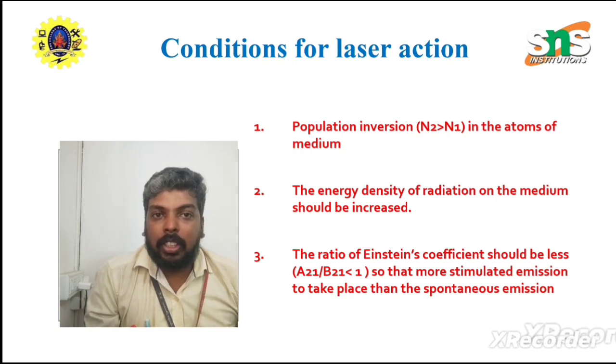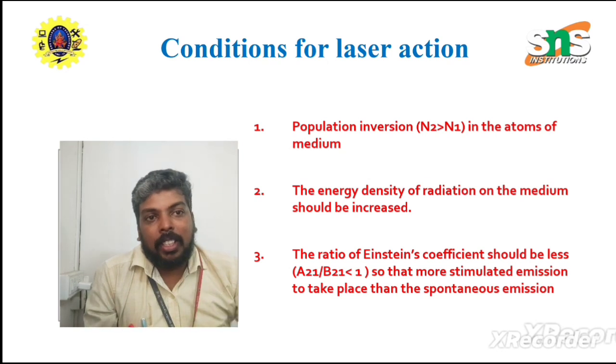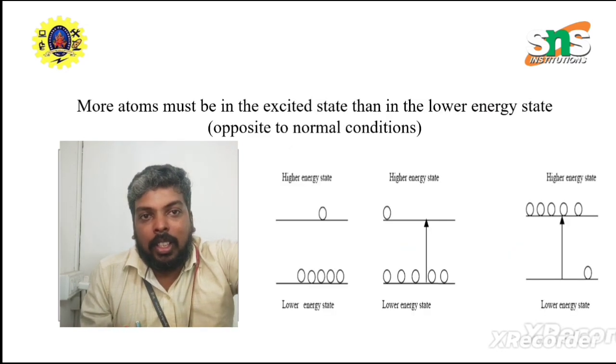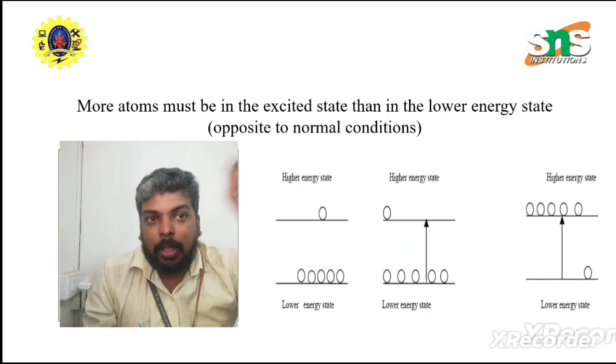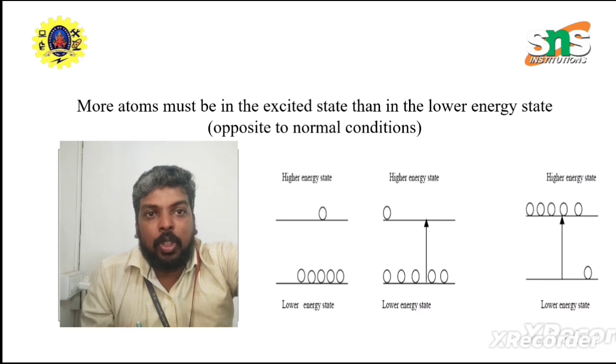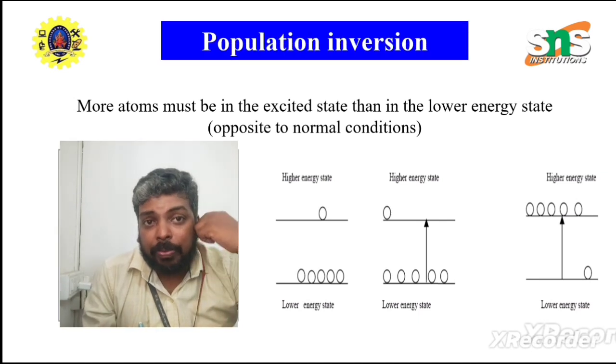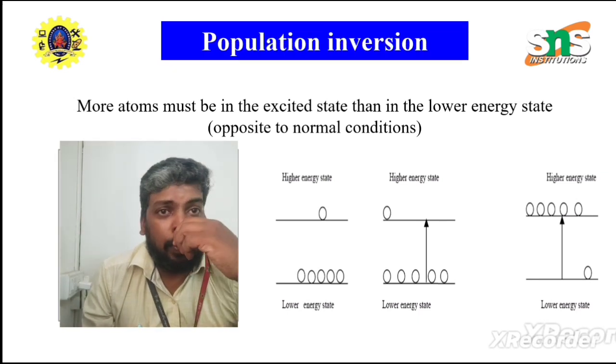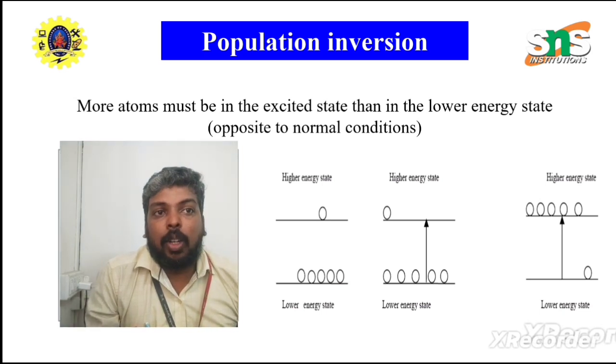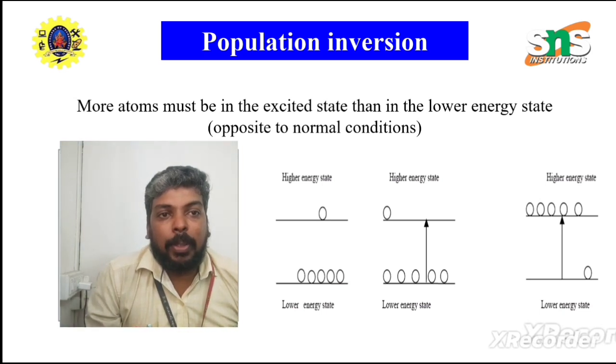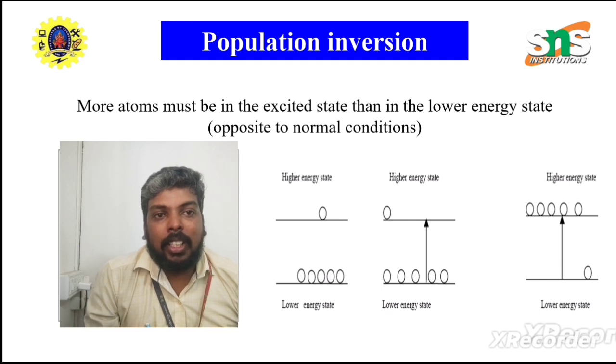We have to go further into this in this class. We have to see the Einstein theory of the coefficients of emission. So what is the pictorial explanation of the population inversion? More atoms should be excited than in the ground state or lower state, which is the opposite of the normal condition. There is a picture depicting the population inversion state.